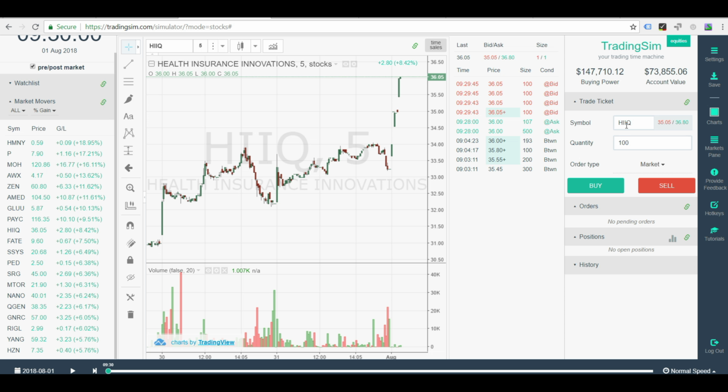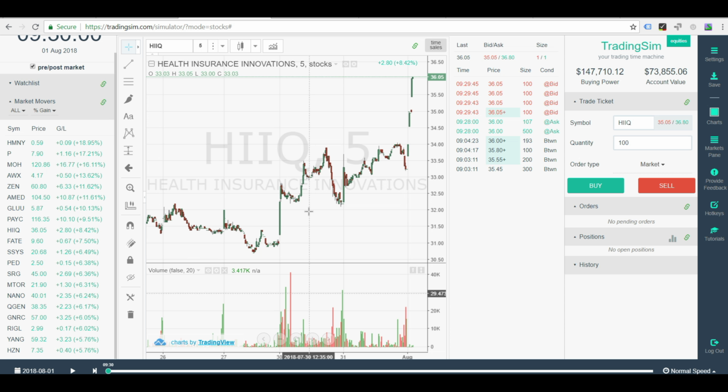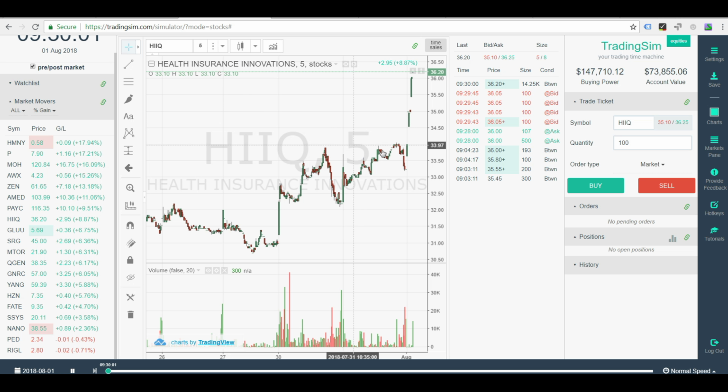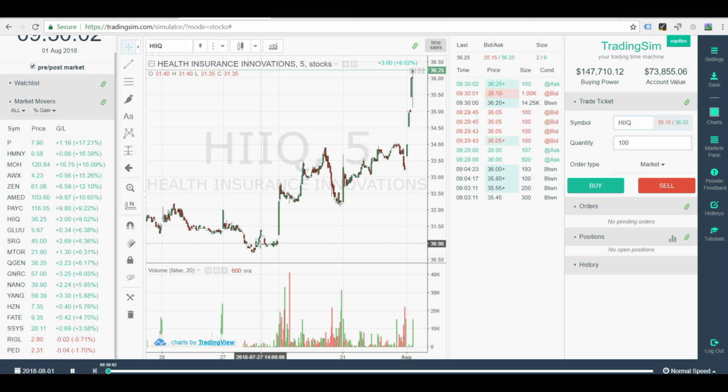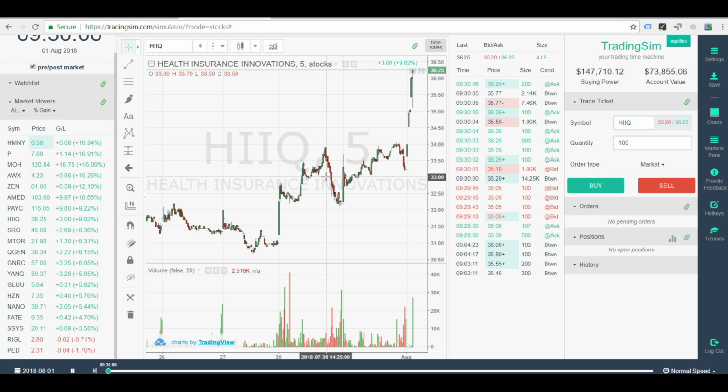So in this example for today, we have Health Insurance Innovations, and this is from August 1st, 2018 in the replay within TradingSim. So here, the first thing you want to do is when you see a stock breaking out, right? This stock's up 8.42% in the morning. Let's hit play here just to get the tape moving. You want to look back at the most recent low to high swing point. You want to do a scan for that, right? This will likely give you your target for your extension, okay?